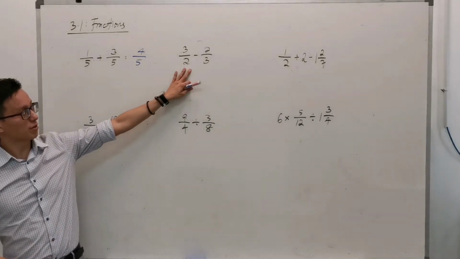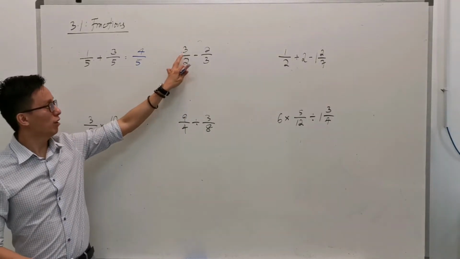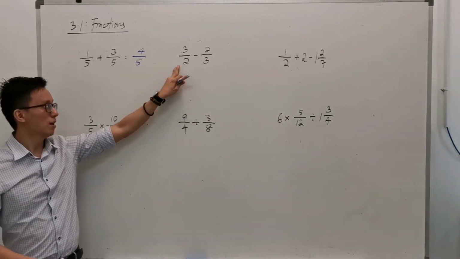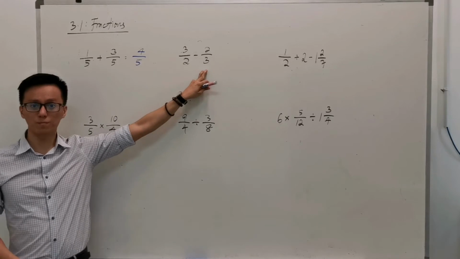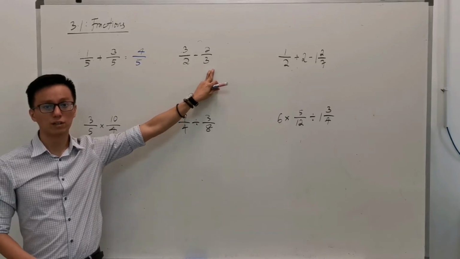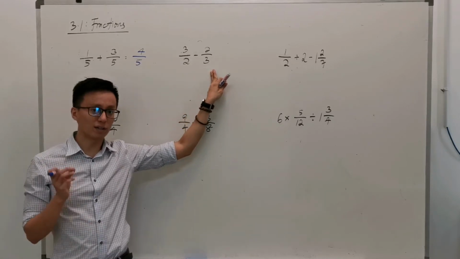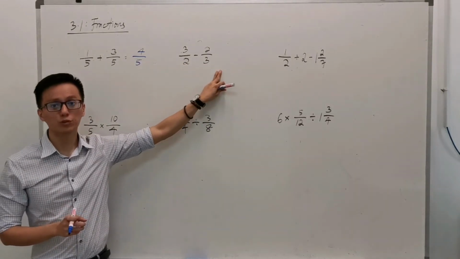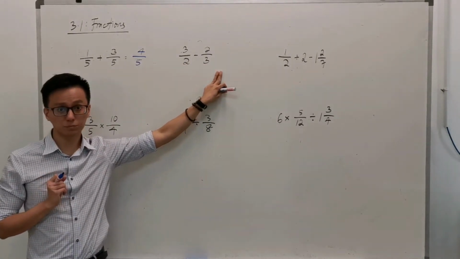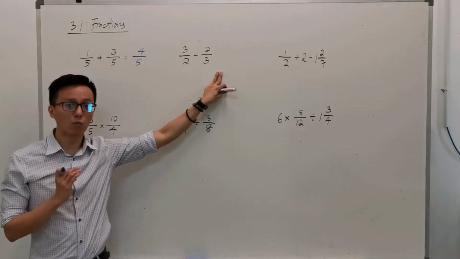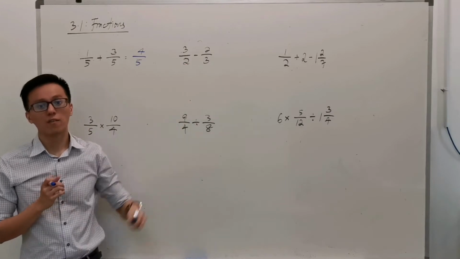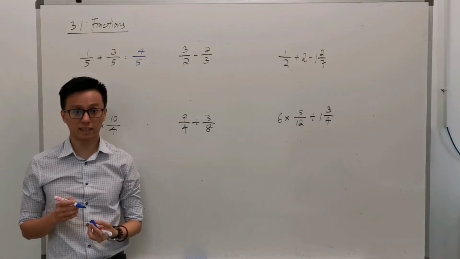Look at the second question. 3 over 2 minus 2 over 3. So the denominators are not the same, 2 and 3. How are we going to make the denominators the same? We will turn them to their LCM. So how are we going to turn them to the LCM? For 2 and 3, the LCM is 6.